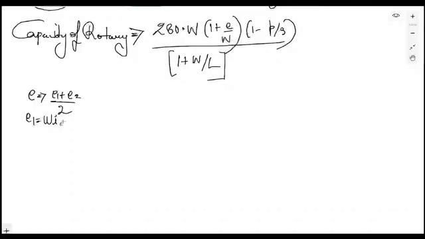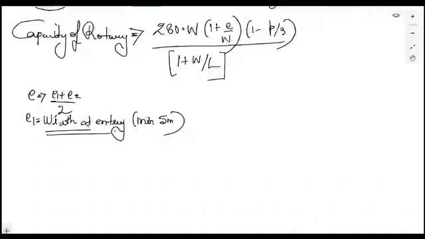E1 is the width at entry. E1 is known as the width at entry. The minimum value of this is 5 meters, and it depends upon the approach road width. If you have to consider a table, this is the approach road width, and this is the E1 value.